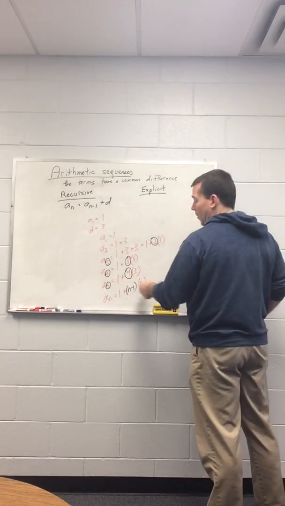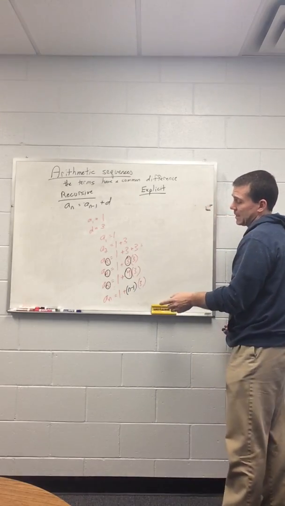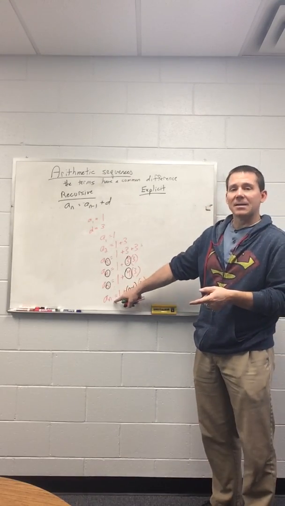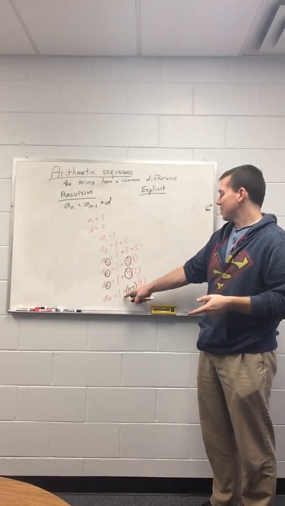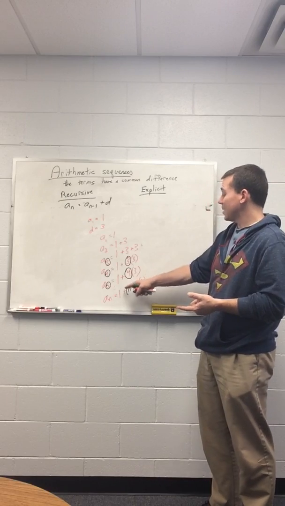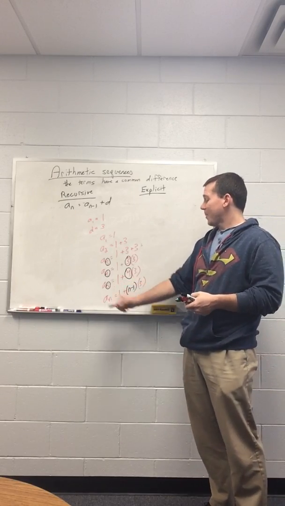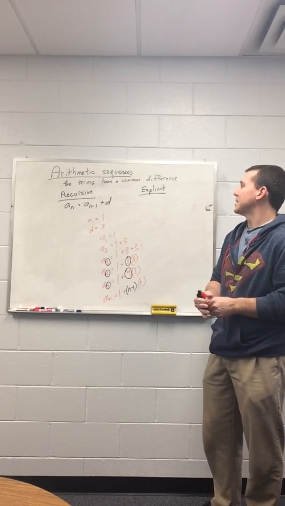Now we have a formula that we could use for this particular sequence to calculate any a sub n. A sub 7 would be 1 plus 7 minus 1 times 3. A sub 14 would be 1 plus 14 minus 1 times 3. So that's an explicit formula to find a sub n for this sequence.